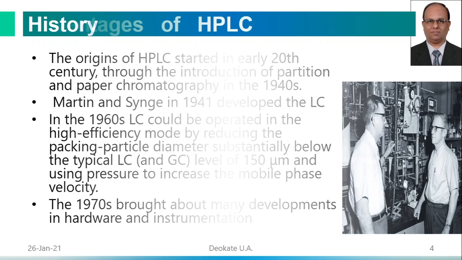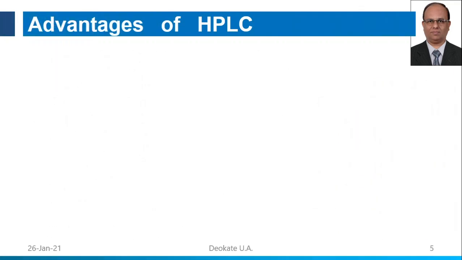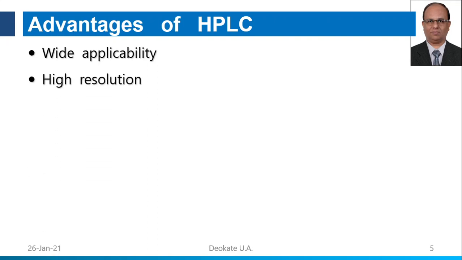1980. Advantages of HPLC. It is having wide applicability. It can be used for any type of substances. High resolution separation, good separation we are getting with the best results. It is again a rapid analysis. Less time is required for completing the analysis.